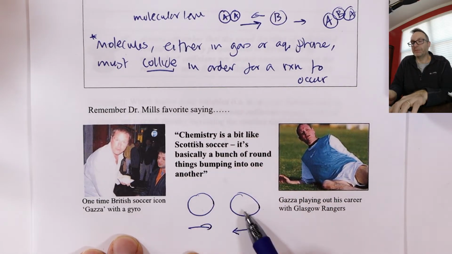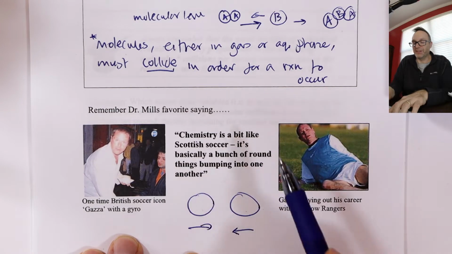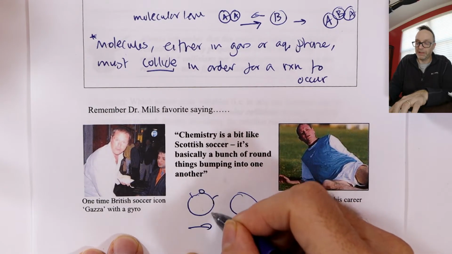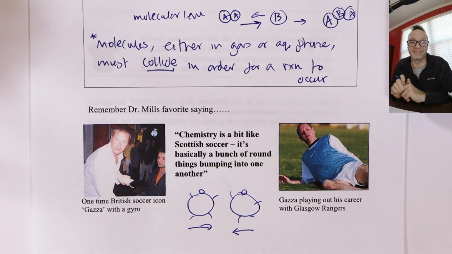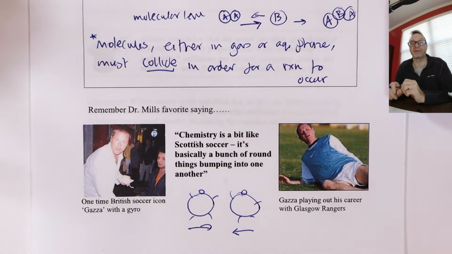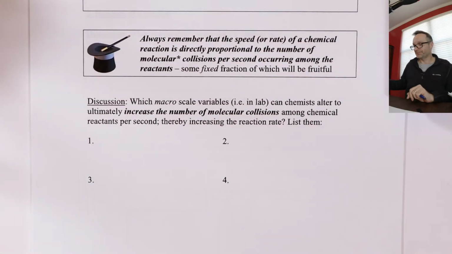Chemistry, atoms bumping into each other, is a bit like Scottish soccer. It's just a bunch of round things bumping into each other. That's what chemistry really is on a microscopic level. Things bump, do they stick, yes or no? If they stick, you make a new product. Good to go. The more often that happens, the quicker the reaction is, the more stuff you make per unit time.